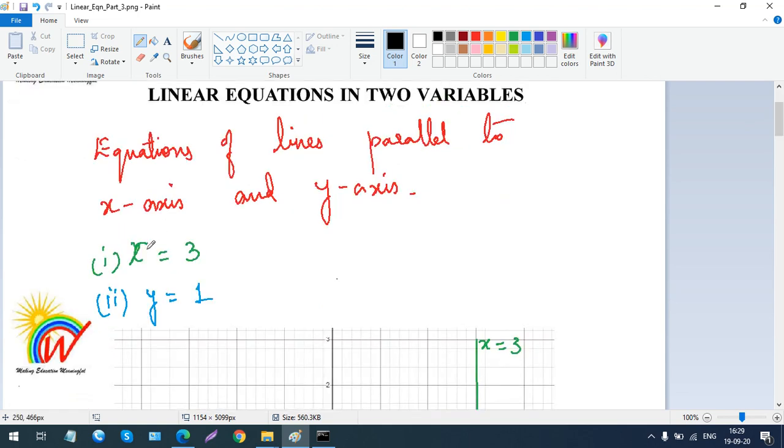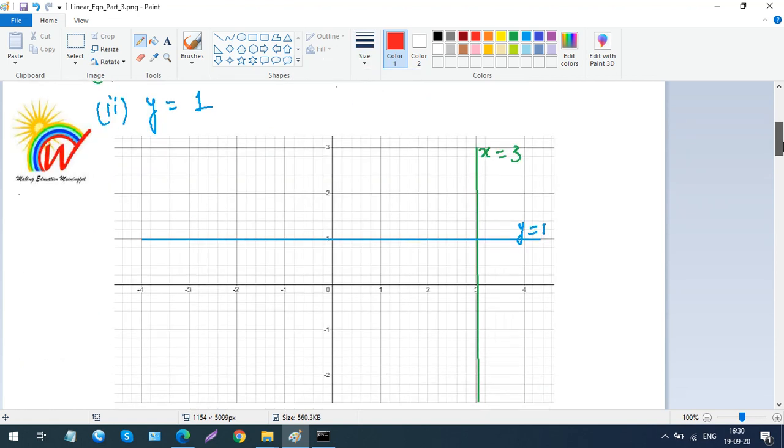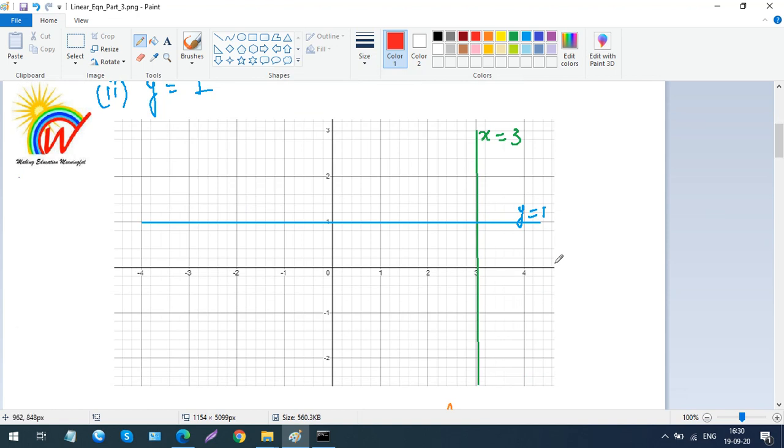So here, let us say I have got the equations x equals 3 and y equals 1. Okay, so now how do I draw a line which says x equals 3, the equation of this line? Okay, so here I go to the x-axis, y-axis. Do you see this? This is the x-axis, right? And this is your y-axis.